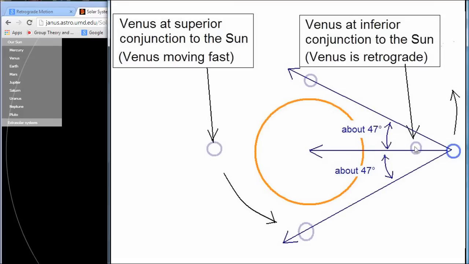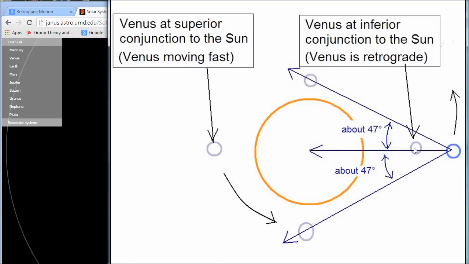So when Venus is conjunct the sun, there are only two possibilities. Either it's an inferior conjunction, and Venus is retrograde, which means it appears to be going backwards, or it's moving very fast at superior conjunction. That's it.